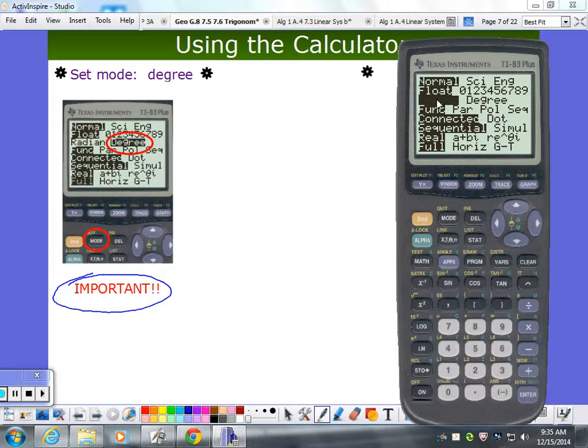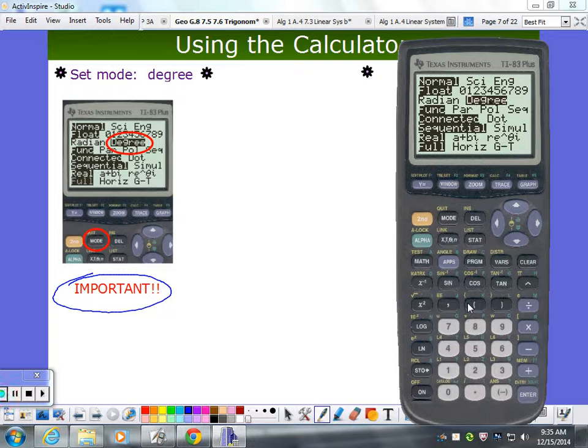So I want degrees. The default for this calculator is radian, because once you learn about radians, you use that more. But I want degrees. So you kind of tab over there, and so this is lit, and press enter. It's up here. Okay, so degree. You have to be in degree mode, or you're going to get a mess. So first thing you should do when you turn on your calculator, and you're doing trig, press mode, and make sure you're in degree mode.